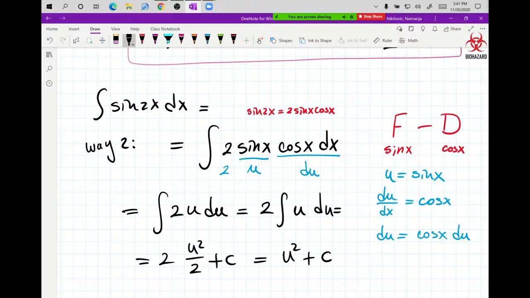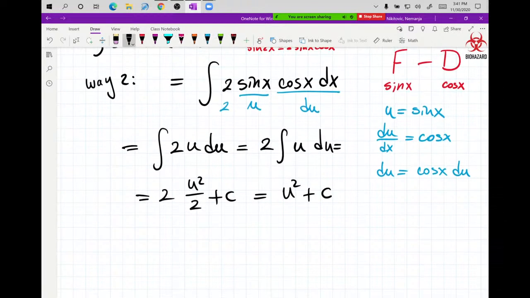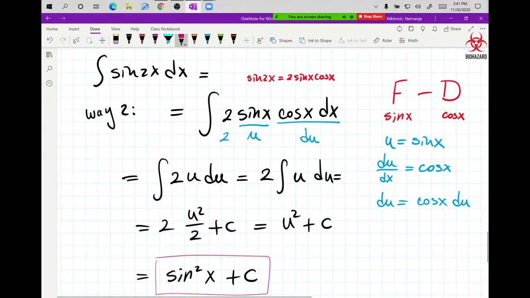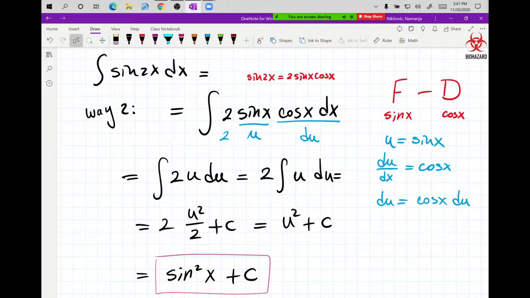And now you know that you are supposed to bring your value back into here, which is sine x. So sine squared x plus c. And you're done. That's the answer. So we did the entire problem, but this time we used the identity to change the problem, which changed the type of u sub we're using to come up with the answer.